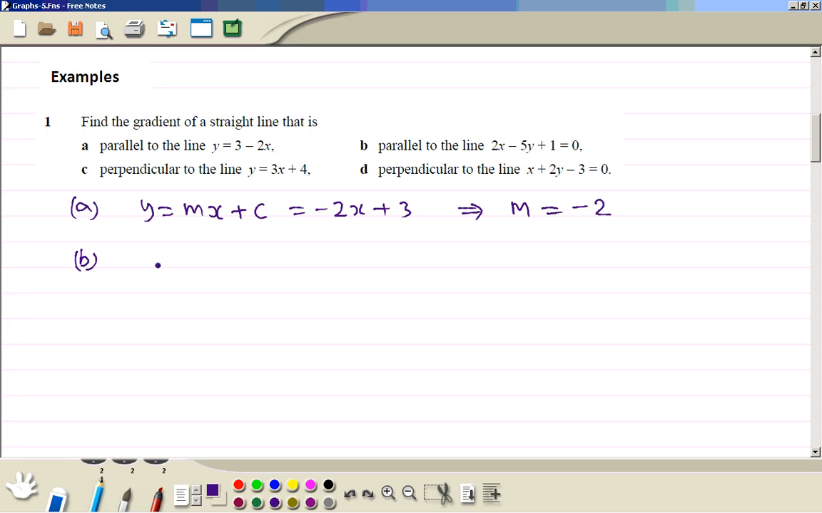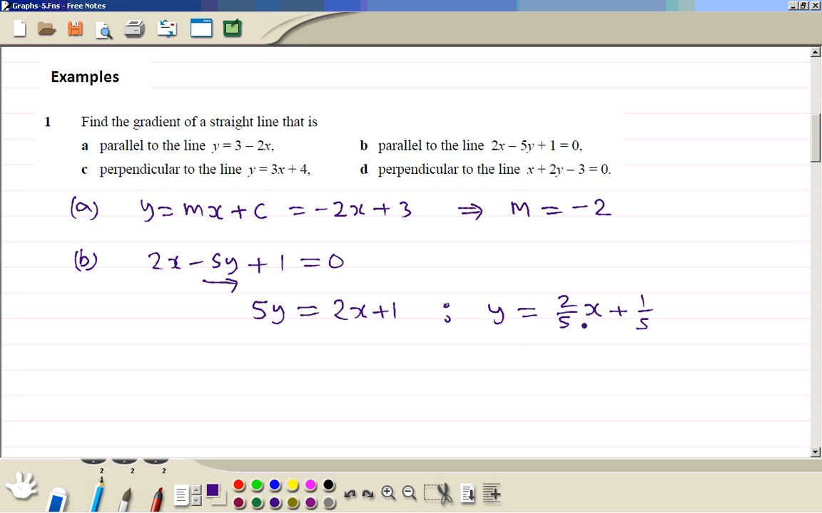B, the equation 2x minus 5y plus 1 equal to 0. So we have to make y the subject. Take y to the other side, so it's 5y. Then we're left here with 2x plus 1. Now you need to divide every term by 5. So we get y equal to 2/5 x plus 1 over 5.